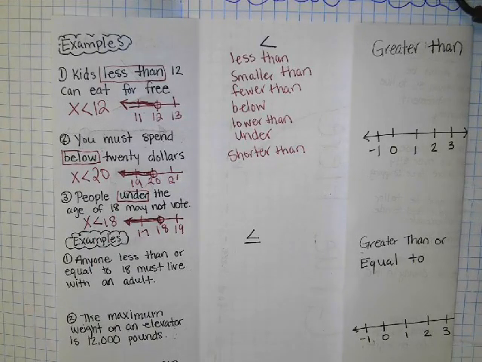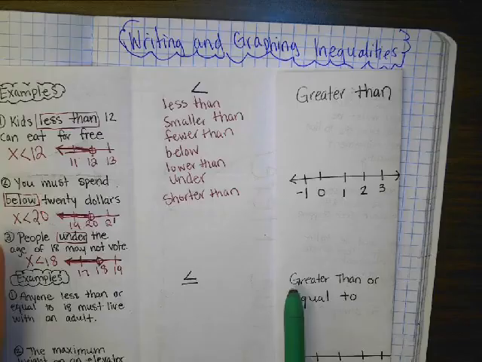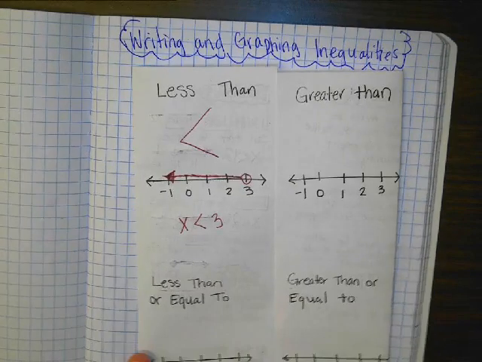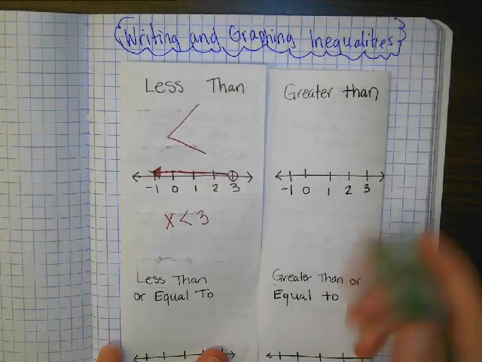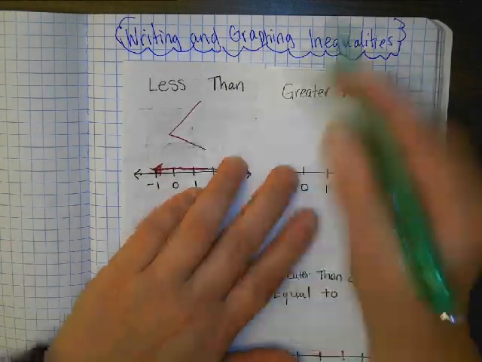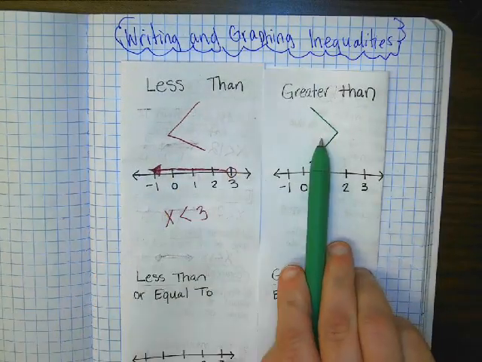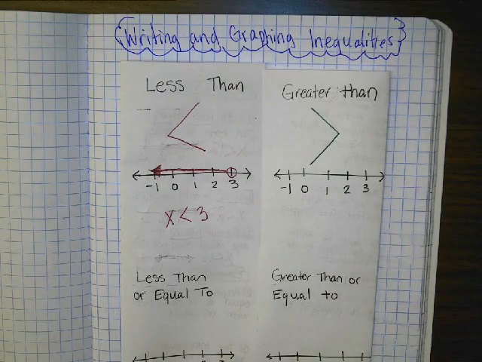Now we're going to go to our next inequality. We're done with less than, and we're going to go to greater than. So now let's look at the greater than symbol. It's opposite. We read left to right. And now we have greater than. It's the big side first.